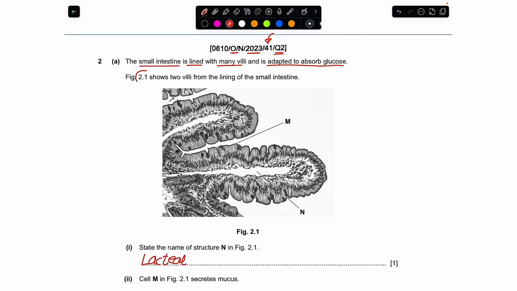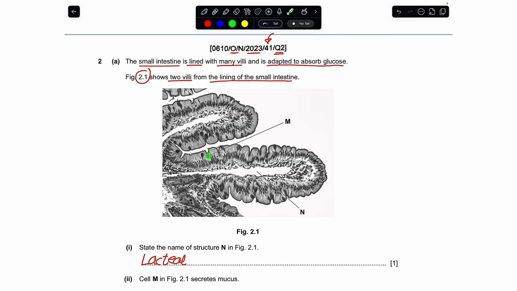They have given us figure 2.1, and this shows two villi from the lining of the small intestine, and these villi actually make up the internal part of the small intestine. This is the one villus that is being shown, and this is the second villus. At the center of these villi, we have the lacteals, a specialized kind of lymphatic vessel that absorbs the digested products of the fats, which are the fatty acid and the glycerol. And he would give you a hint with regard to M.